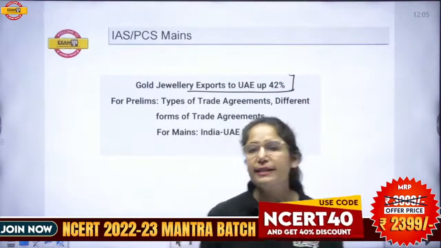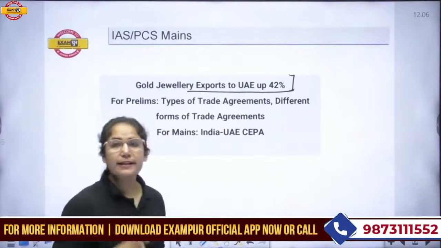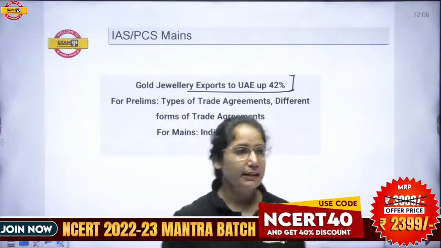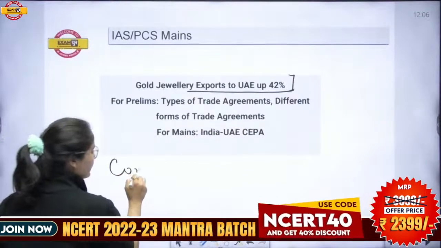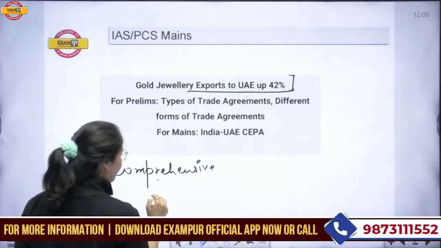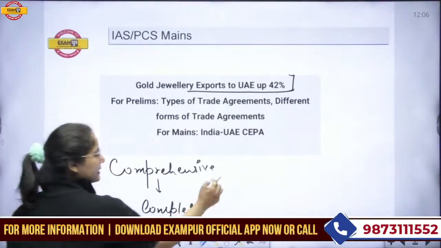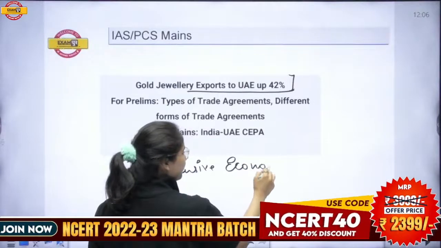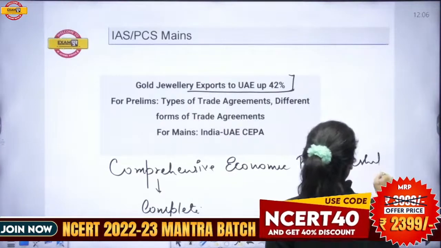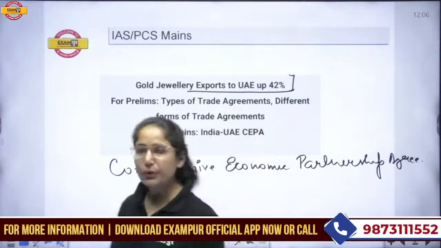What you just need to understand about it is the Comprehensive Economic Partnership Agreement. As the name itself signifies, this is comprehensive in nature. What do you mean by comprehensive? It shows the complete nature. Comprehensive Economic Partnership Agreement. Just after the meeting of G7, we have gone to UAE.